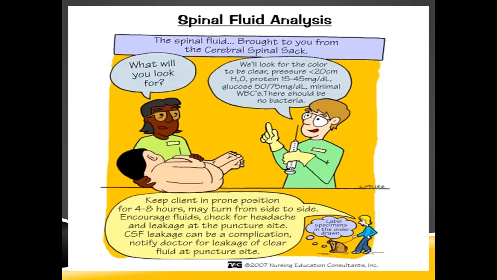Keep client in prone position for 4 to 8 hours after the procedure. You may turn from side to side. Encourage fluids. Check for headache, which is a common side effect of a lumbar puncture, and leakage at the puncture site. CSF leakage can be a complication. Notify doctor for leakage of clear fluid at puncture site.